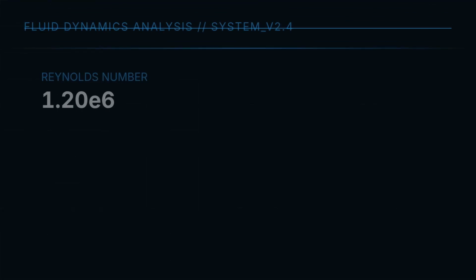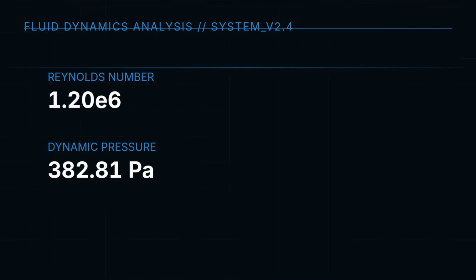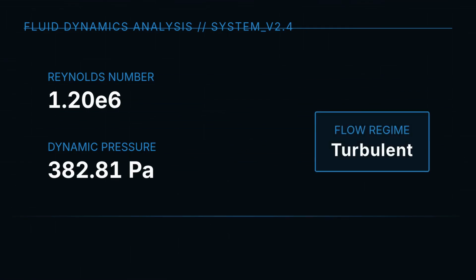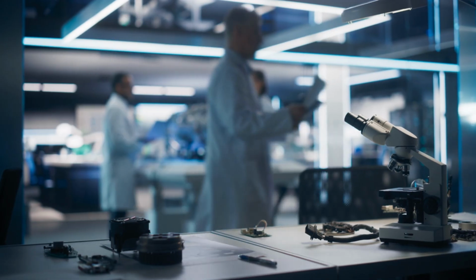After clicking Calculate, the results show a drag force of 89.961 newtons as our primary result. The calculator also provides a Reynolds number of 1.20 times 10 to the 6th, dynamic pressure of 382.81 pascals, and identifies the flow regime as turbulent. This comprehensive tool handles all your drag equation calculations efficiently.